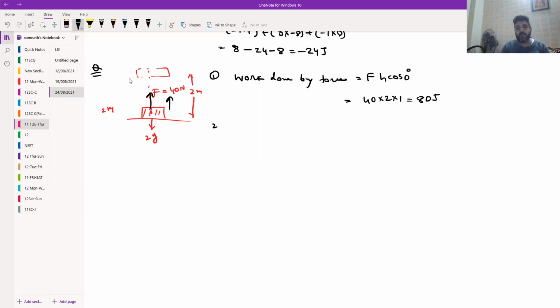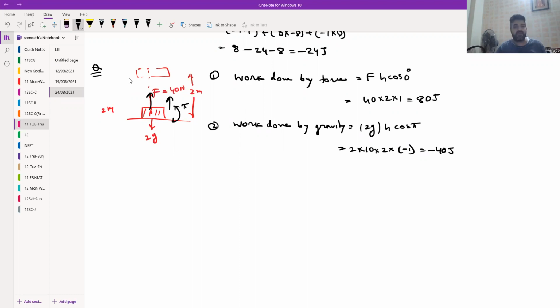Number 2, work done by gravity. Gravity, mg, is acting downward, and the motion is upward. And the angle between them is what? 180 degree. Yes or no? So 2 into, if we take g as 10, 10 into 2 into cos 180, which is minus 1. So in that case, my work done is minus 40. Clear? Everyone satisfied? Yes. I'll give you one more question from these types of questions on work done by constant force.